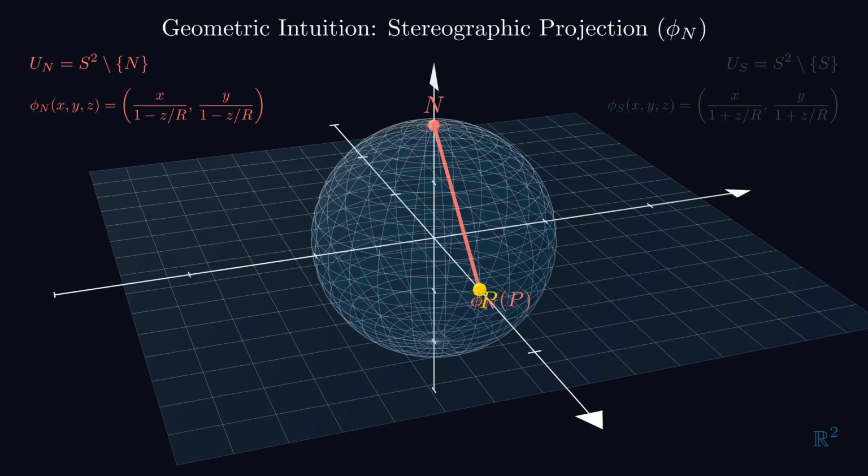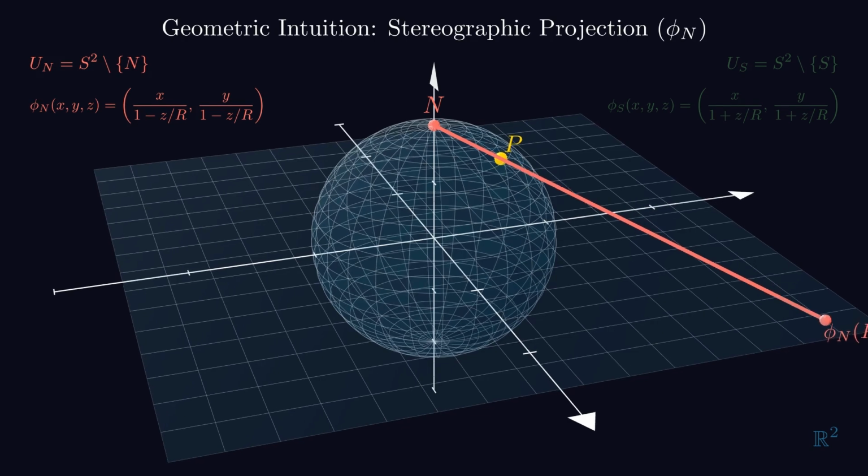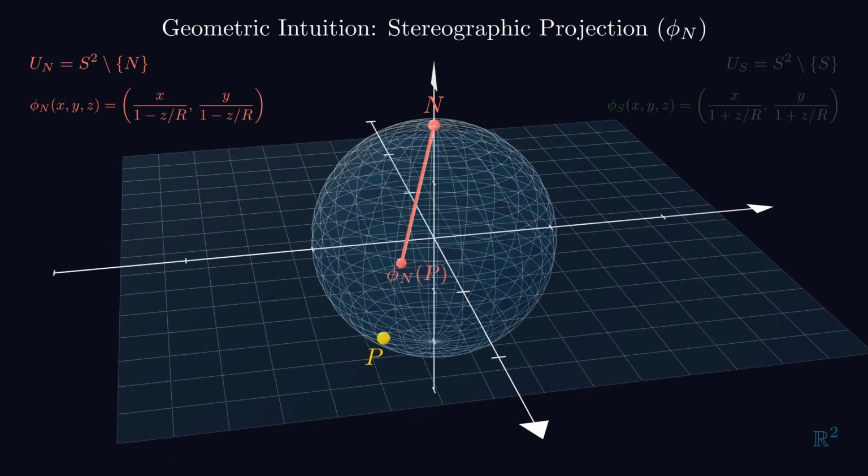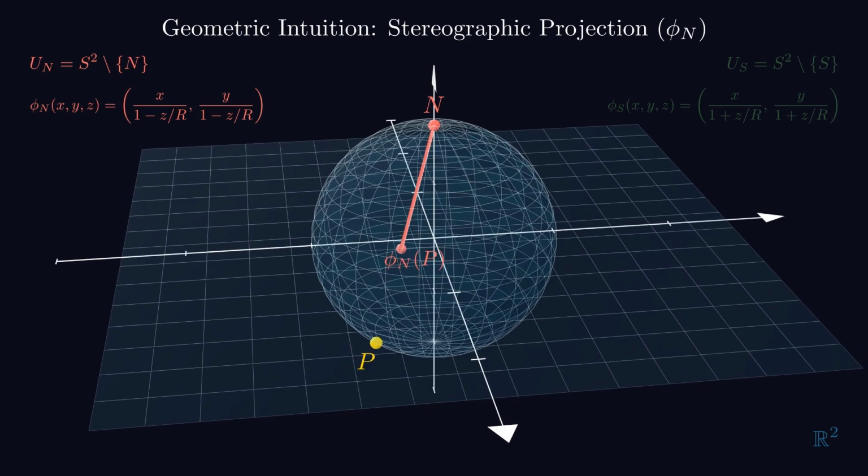Watch the orange point P move toward the north pole. As P approaches n, the projected image phi sub n of P shoots off to infinity, confirming that n itself cannot be covered by this chart. Now P sweeps down through the equator and into the southern hemisphere. Here the North Pole chart still works, but near the South Pole we would switch to the second chart, phi sub s, which punctures S2 at the South Pole instead.